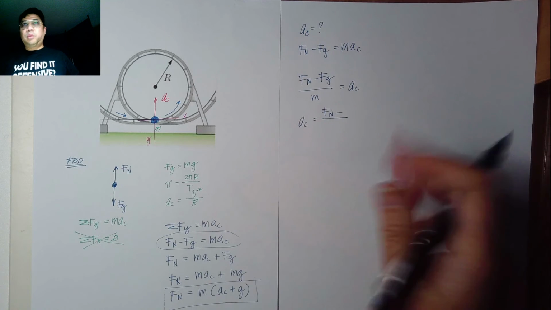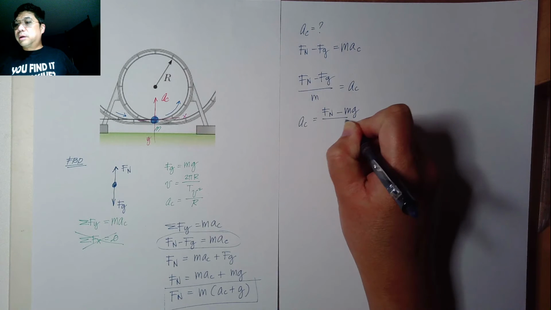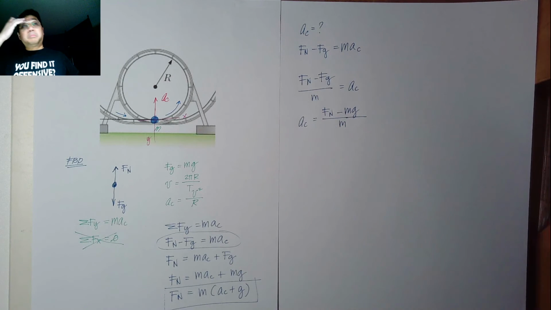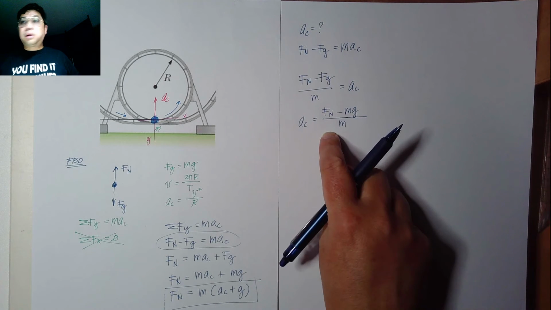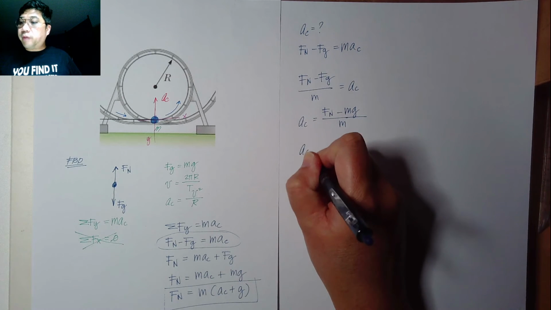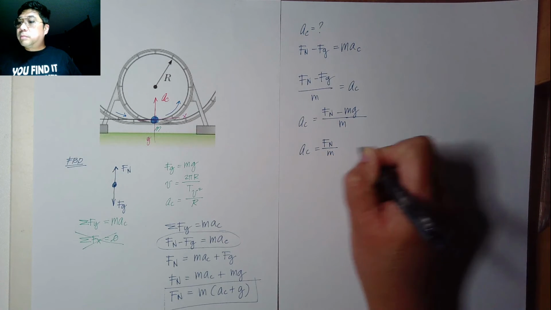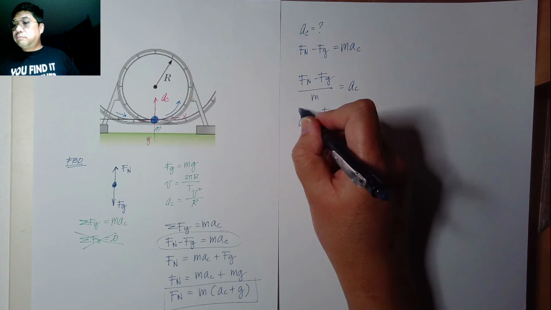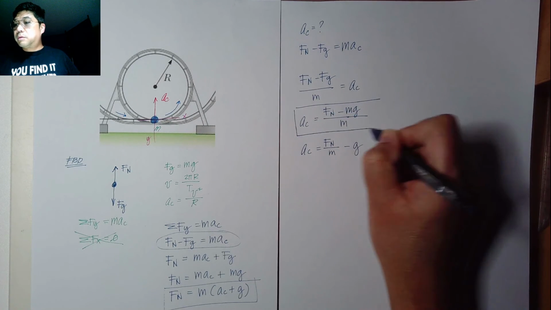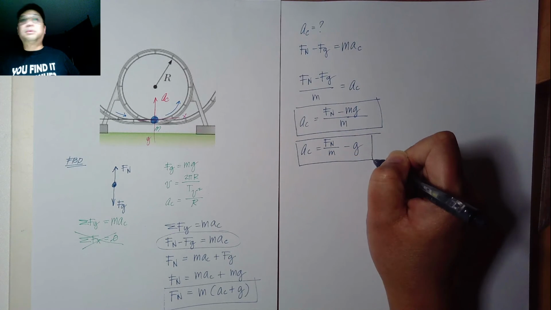minus, and what is Fg? That is mg over m. Or we can simplify it further. You can stop here, or if you still want to simplify it further, which is Fn over m minus g. So it's either this equation, you stop here, or you can continue with another form, which is this one.